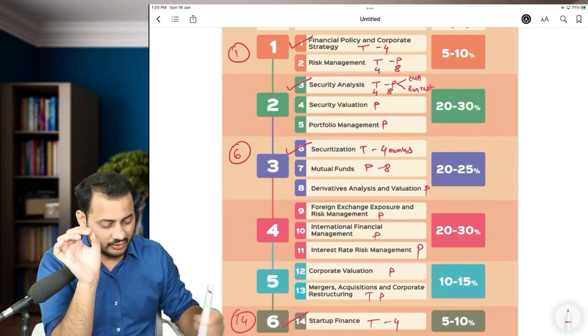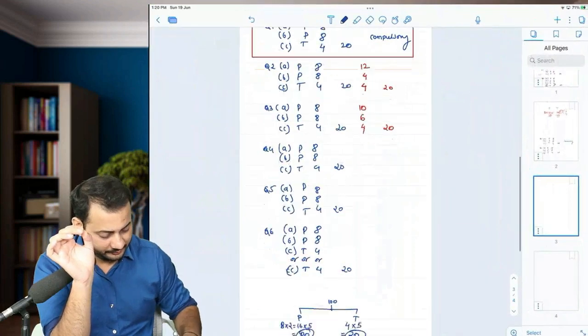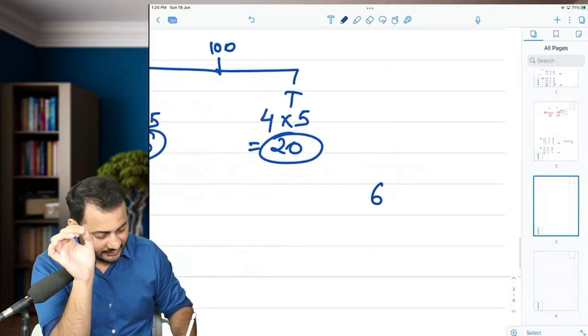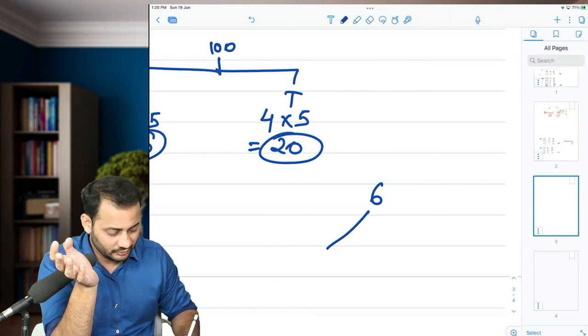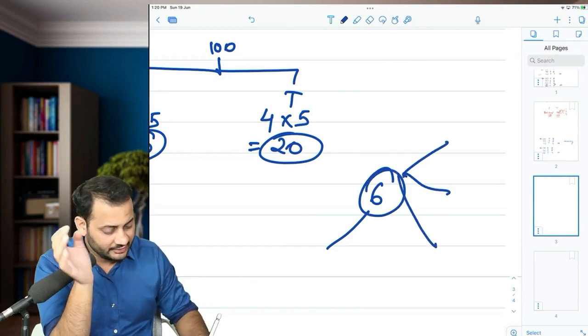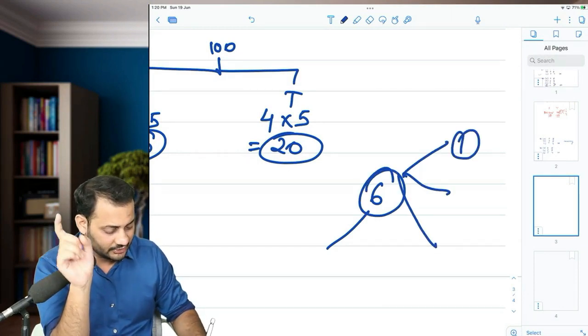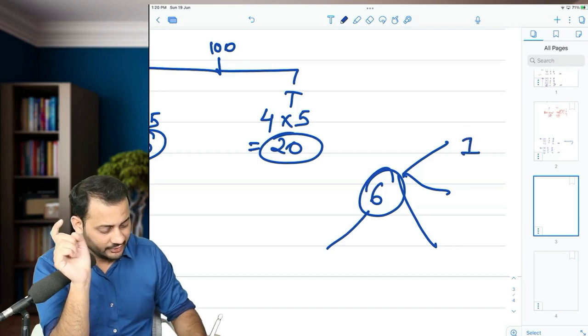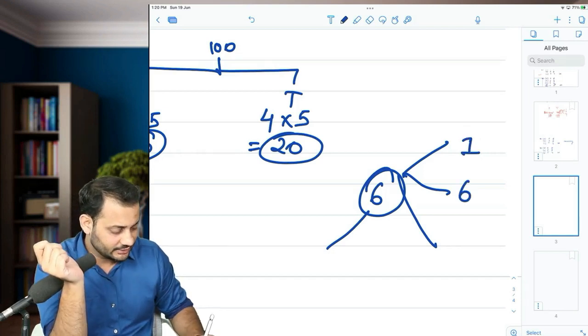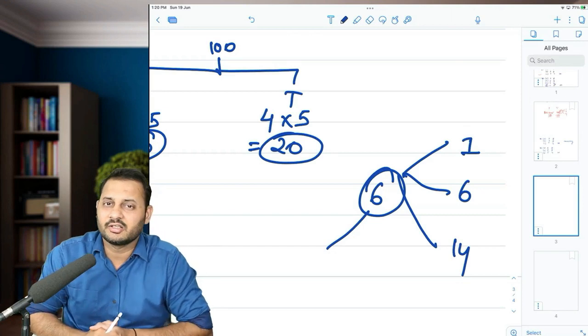Theory, in total how many theory questions are there? I will just tell you. 6 theory questions are there, out of which 5 you will have to solve. So out of 6 theory questions, 3 theory questions will be asked from these chapters: chapter number 1, financial policy and corporate strategies, chapter number 6 and chapter number 14, securitization and startup finance.